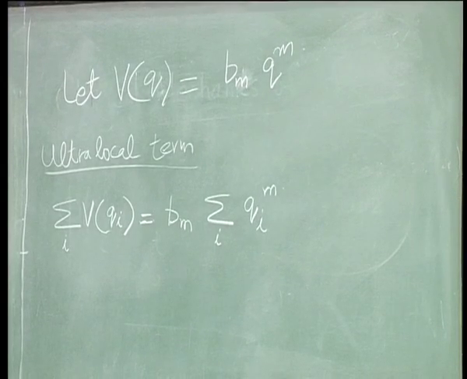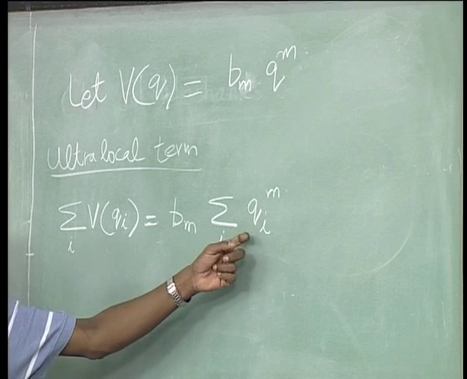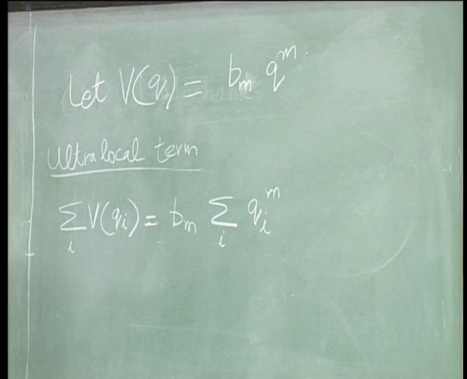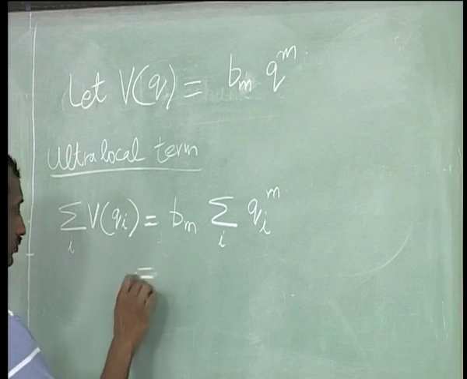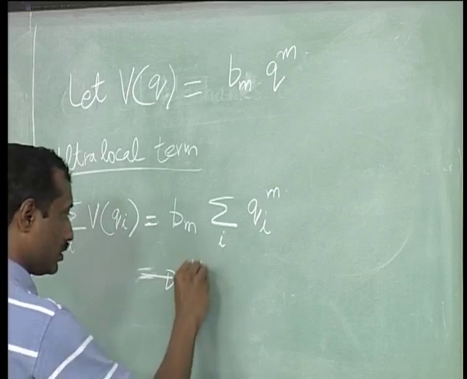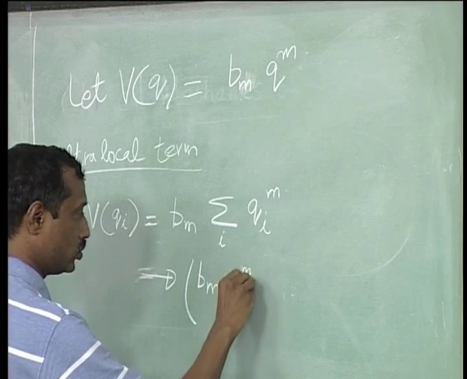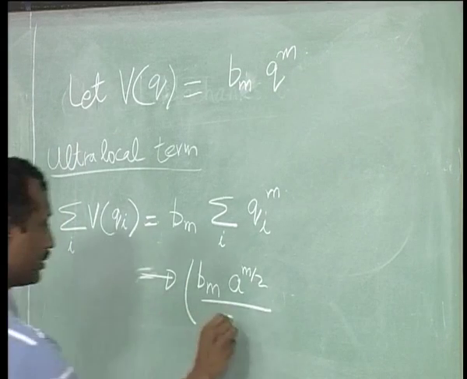Now we can quickly do things. We know the summation will give 1 by a, and each power of q will give you a square root of a on top. So, this will just tell you that this goes to B_m, which gives you a power m by 2, divided by a.